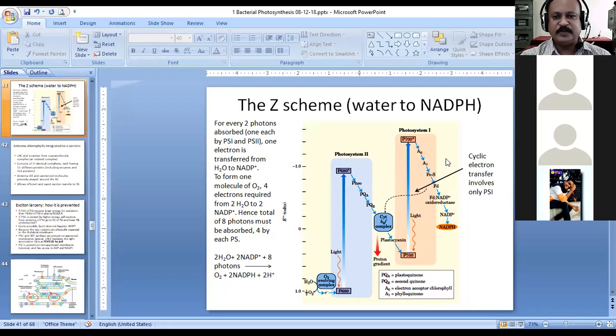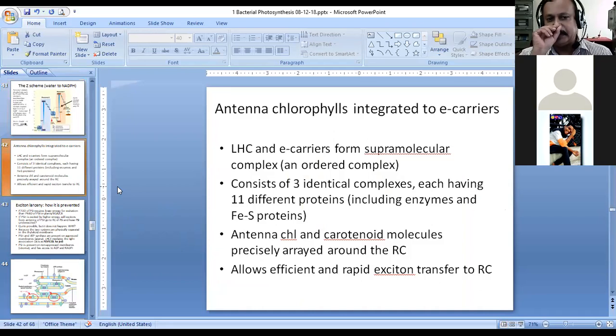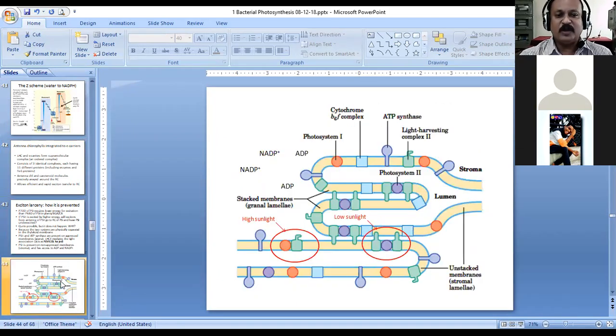Okay, so let us begin again. In the last lecture, we have seen about the Z scheme of photosynthesis that operates in the plants. And we have also seen that the chlorophyll molecules are tightly integrated. The antenna molecules, in fact, are integrated to the electron carriers. And therefore, it is not just a molecular complex, but it is a supramolecular and ordered complex. Okay, and then we have also seen the important concept of exciton larceny. Okay, I hope you have all understood this part.